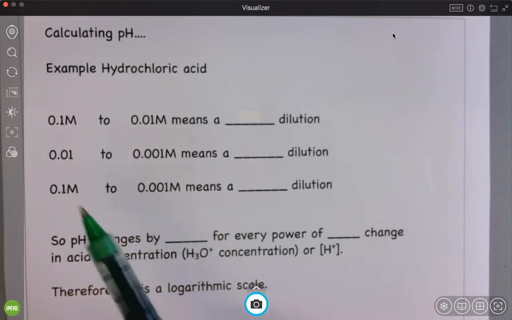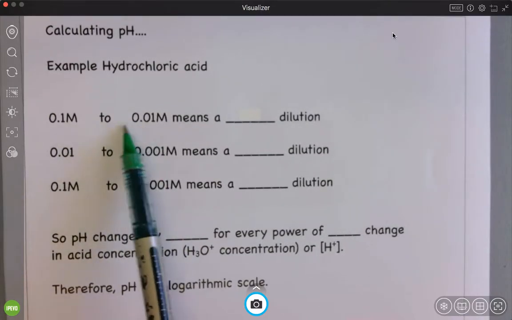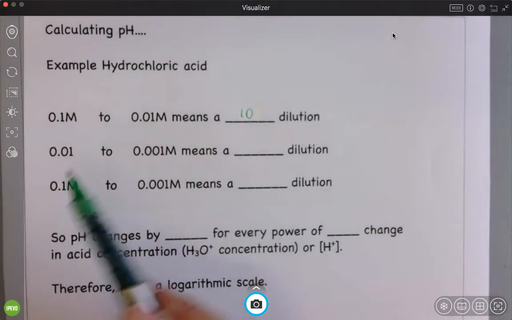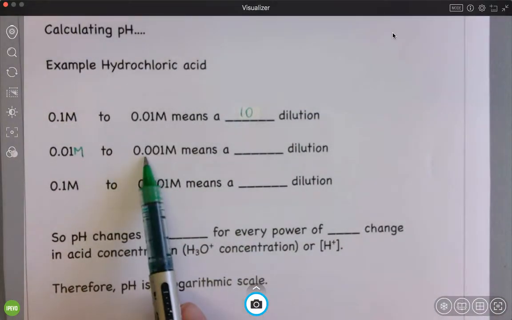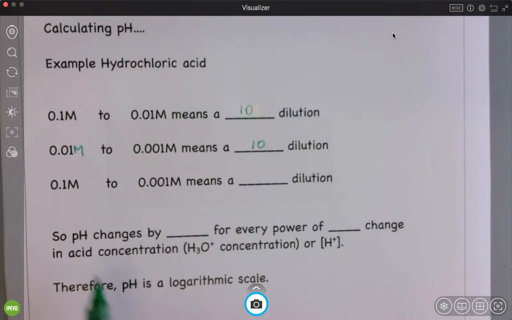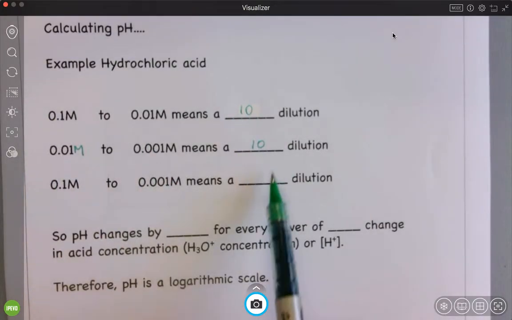Using the example from class, we looked at hydrochloric acid and sodium hydroxide, 0.1 mole per litre solutions of each, and we did a series of dilutions. So we started with a 0.1 mole per litre solution and we diluted that to 0.01, and that means that we diluted it by a factor of 10. We then continued this process and we went from a 0.01 mole per litre solution to 0.001, and that means we also diluted that by a factor of 10. Now if we went from the first solution to the third solution, we're actually diluting that by a factor of 100.